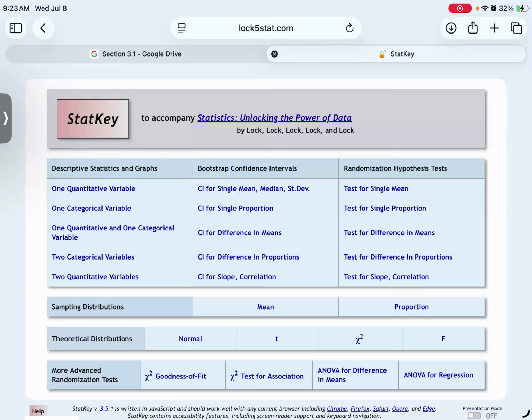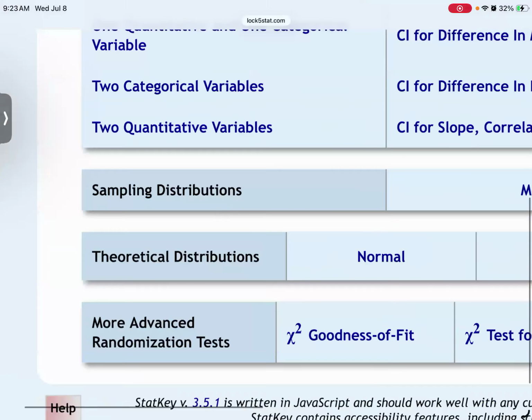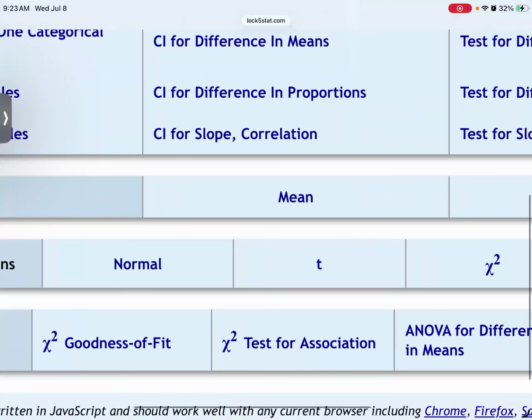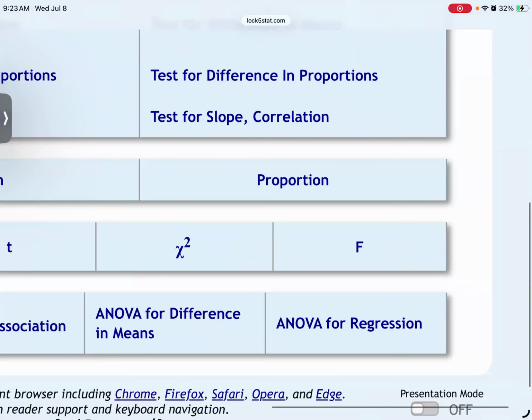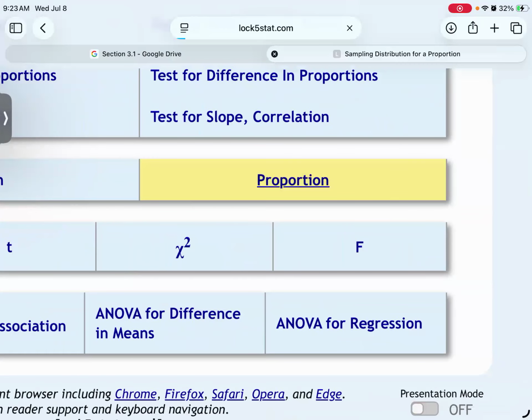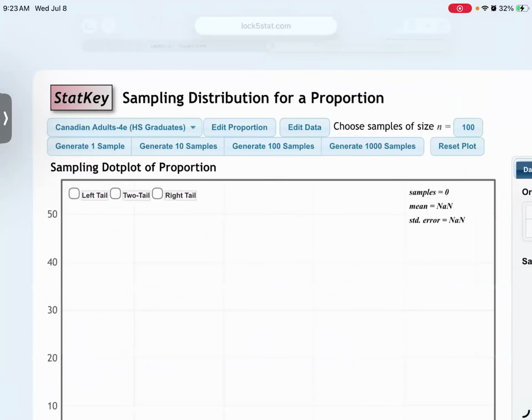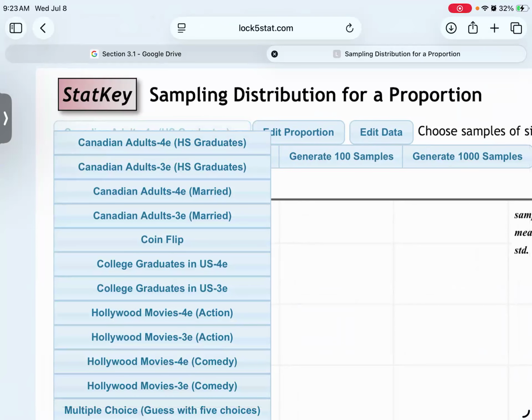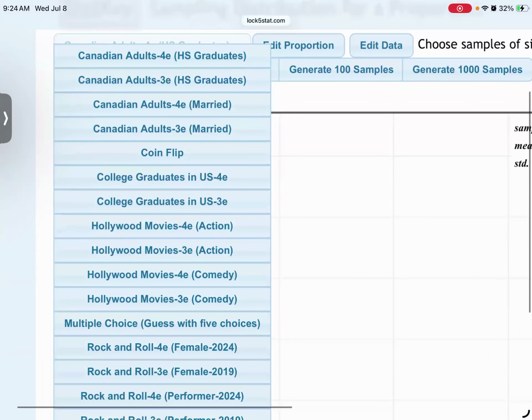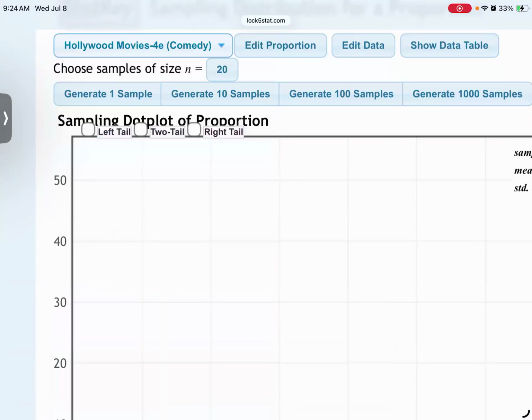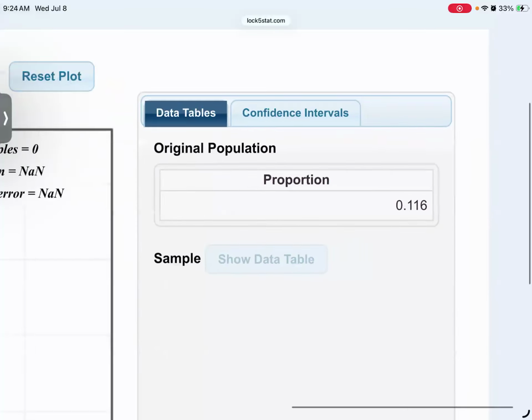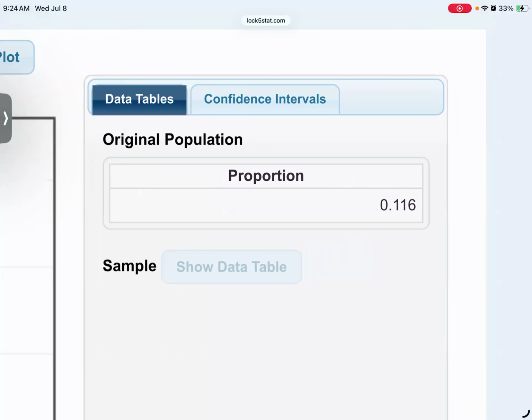and earlier we did sampling distribution for the mean, but now in the homework there's going to be one where you're going to need proportion. You're going to go to the drop down, find the Hollywood movies, and there is a fourth edition and a third edition. Make sure that we're doing fourth edition comedy. You can see right there what they found out, that 11.6% of all the movies for that particular year were comedy.